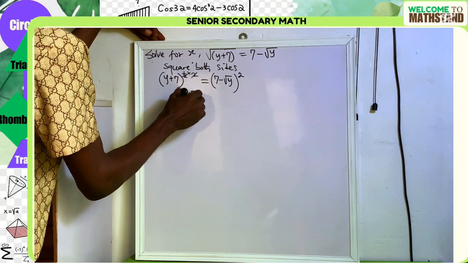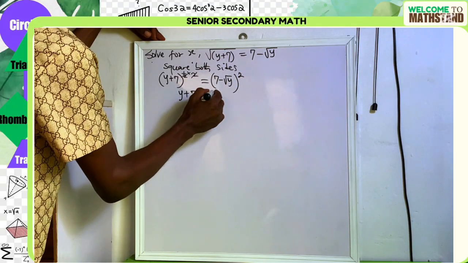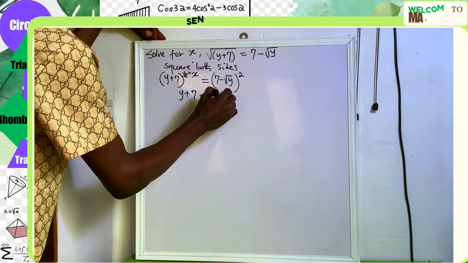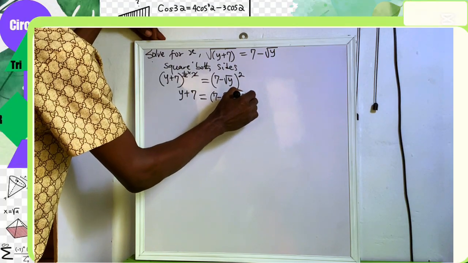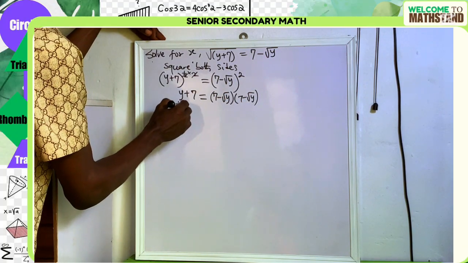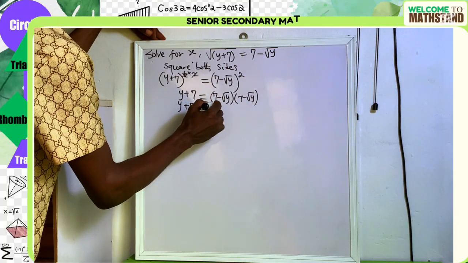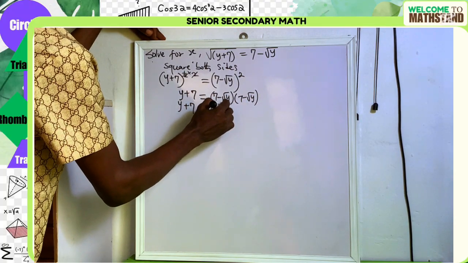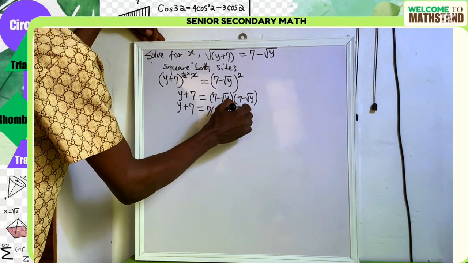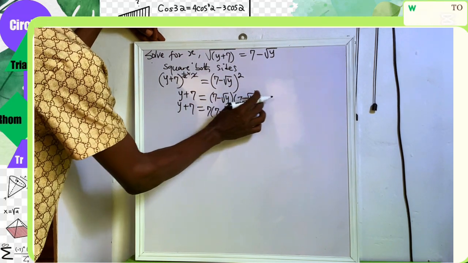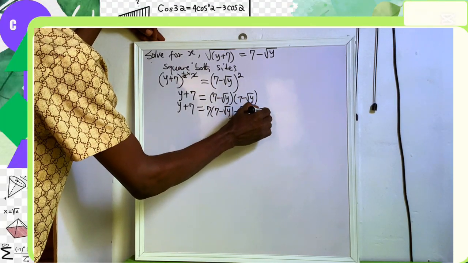y plus 7 equals this first part. So that's 2 times 7 minus square root of y, 7 minus square root of y. So from here we have 7 multiply all this. Why I'm doing this is for those that are doing this for the first time, so that they can understand. So I use this one to multiply the other one as well. I don't want to just jump steps.